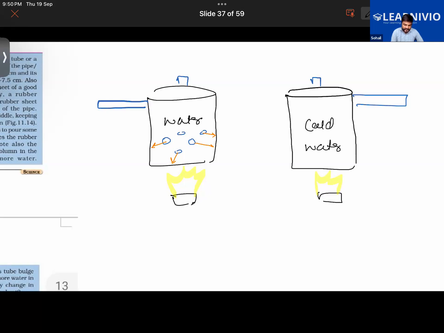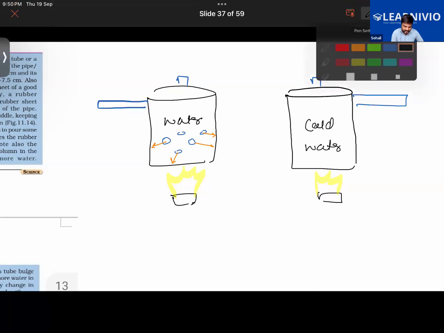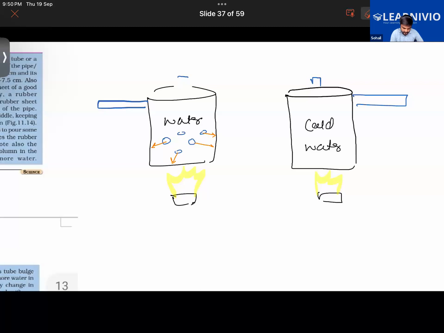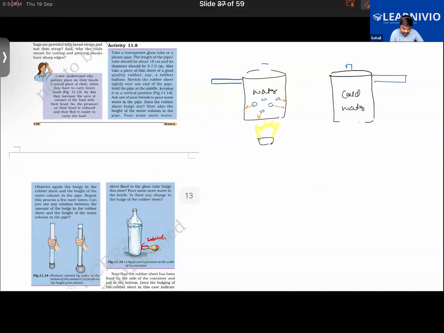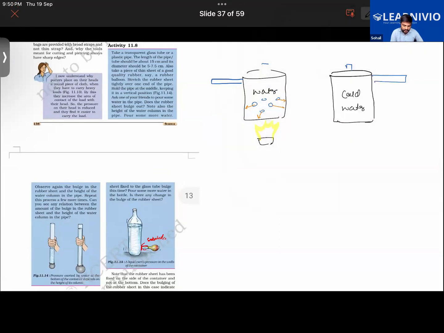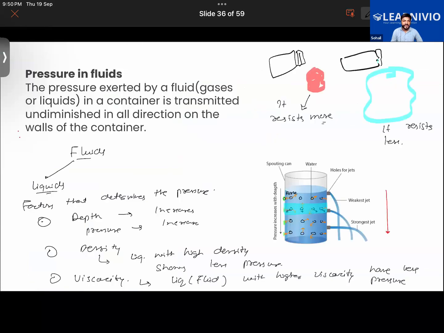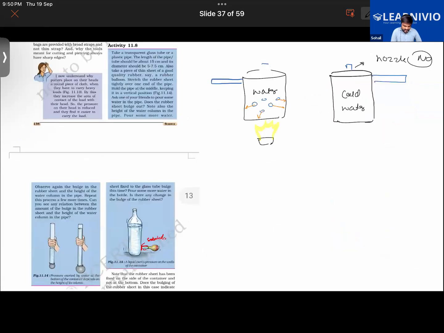While in the case of cold water, let's say I'm not heating this, so will there be any pressure? Will the water vapor be coming out of the nozzle? No. So here temperature also determines the pressure. Higher the temperature, higher will be the pressure. So another factor, let me just write it over here. That was the temperature.